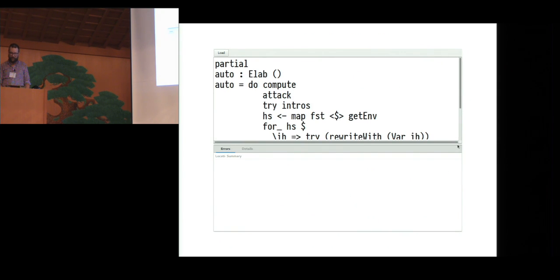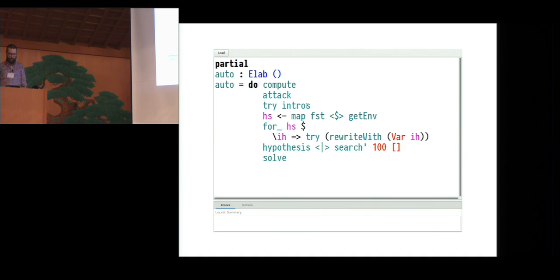But really, I don't want to have to sort of encode all of my data types, right? I want some sort of more general thing. So I can write a much better auto, which first normalizes the goal using compute. Attack is a bit of scope management stuff, which we need to do when binding a variable. Then, in case our goal is a Pi type, we introduce as many lambdas as possible.